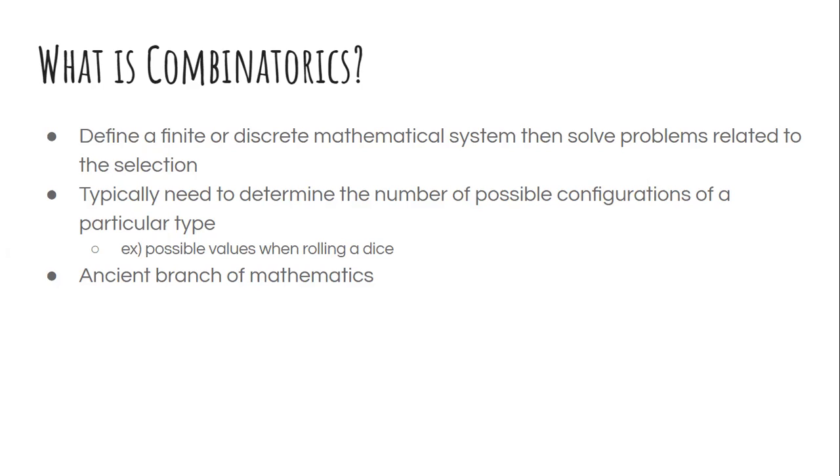A typical problem could be determining the number of possible configurations of a particular type, like the values that might happen whenever you roll a pair of dice. That's a common one. Combinatorics has a lot of applications in probability, as well as algebra and geometry. I've definitely seen it in probability, both in stats classes as well as my math classes. But combinatorics is an ancient branch of mathematics.